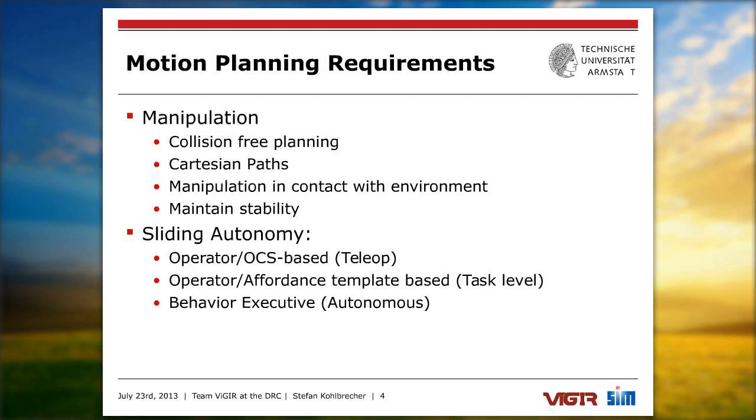What are the requirements we look at for the DRC? We have to do manipulation, of course. We want collision-free planning, so we don't bump into things with the arms of the robot. We want to be able to do Cartesian paths because, for example, if you open a door, or if you want to drill a hole with a drill into a wall, then you need Cartesian paths.